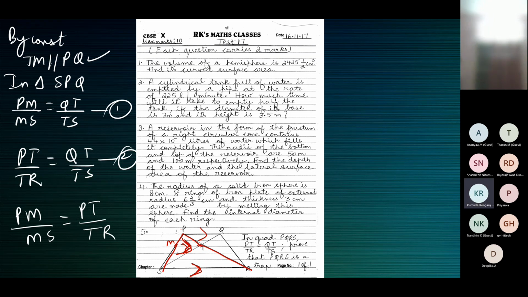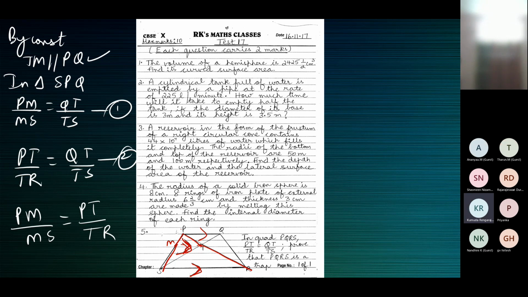From construction, you will write one proportion. Another proportion is given to you in the question. When you compare these two proportions, you get a new proportion: PM by MS is equal to PT by TR. And this proportion applies to which triangle? This proportion applies to this triangle.